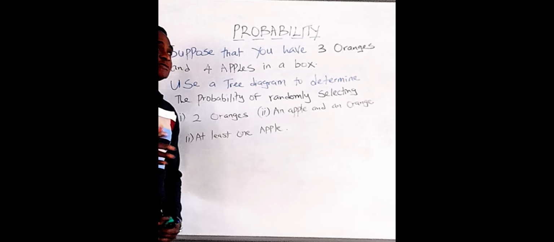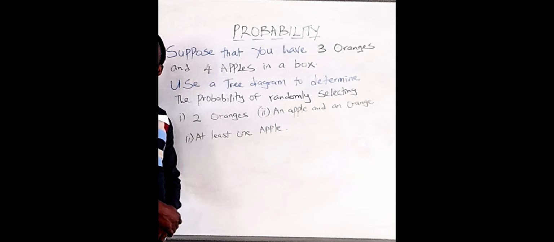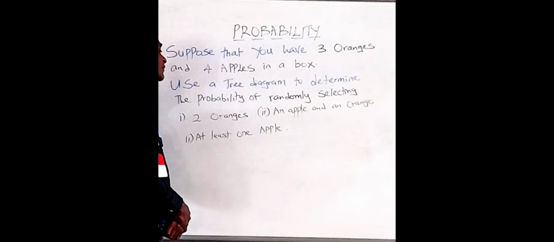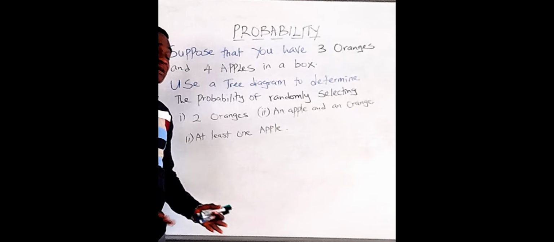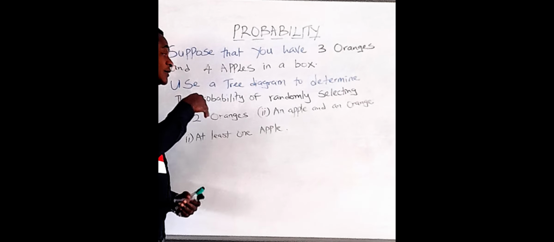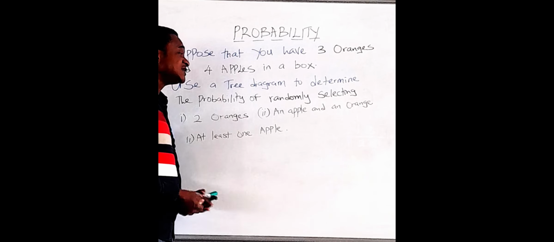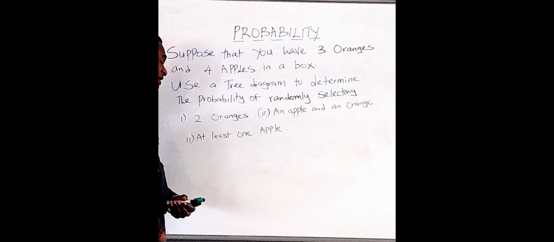All right, lovely people, let's have a look at a probability problem. Here we have a problem. It says, suppose that you have 3 oranges and 4 apples in a box. Use a tree diagram to determine the probability of randomly selecting 2 oranges. The second question is randomly selecting an apple and an orange. And the last one is at least 1 apple.